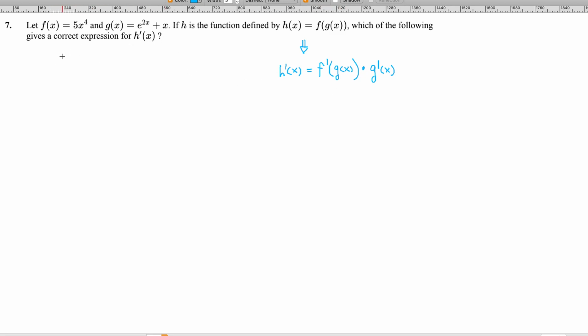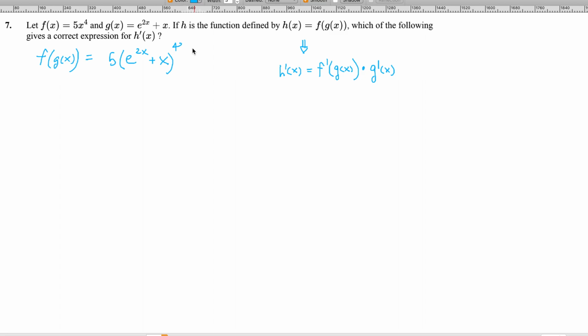You can do it in a few ways from here. You can find out what f prime is and plug in g, or you could plug in g here and see what f of g of x actually looks like. That's going to be 5 times e to the 2x plus x, all to the fourth, right? That's actually how it's defined, and you could do chain rule on this.